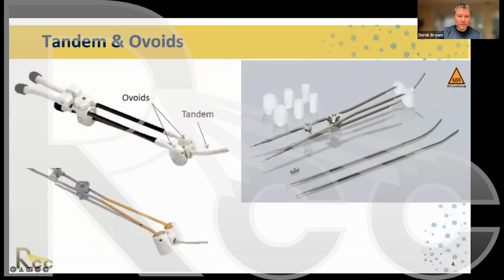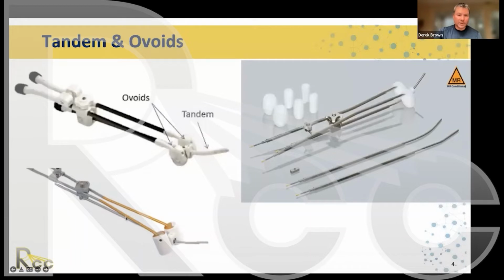And the ovoids are essentially a single channel, single catheter, and then they have this plastic material around them. And the purpose of that plastic material, just like the cylinder, is to sort of move the high dose region of the dose distribution away from tissue. And it gives us a little bit more dose fall off as well. So these are three different examples of what Tandem and Ovoids look like.